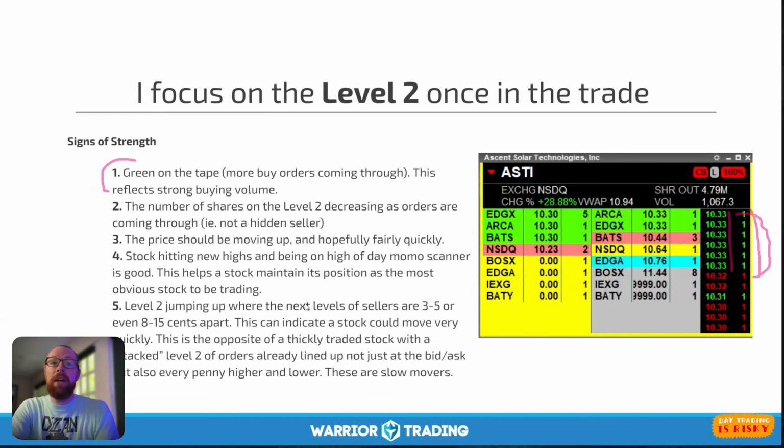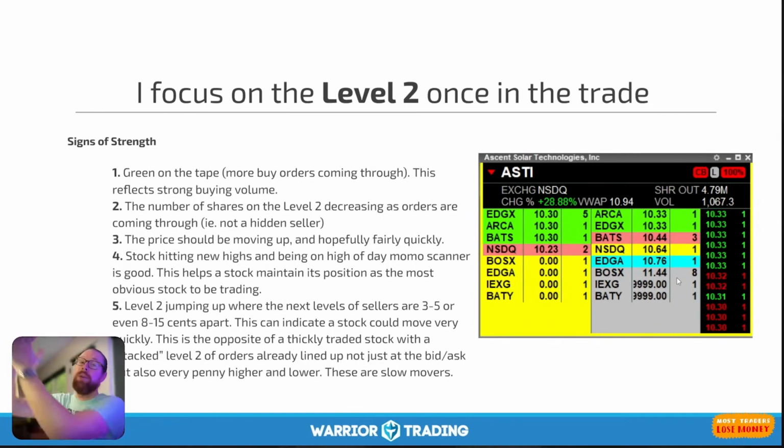The level 2 jumping up to the next levels where sellers are 3-5 cents away or even 8-15 cents apart. Now you're starting to get these bigger moves. You can see how this goes from 33 to 44, from 44 to 64 to 76, and then all the way up to 1144. So now this is telling us if we start breaking through some of these critical levels, we can start accelerating. We can start moving a lot faster. So these are signs of strength. This is what I look for.